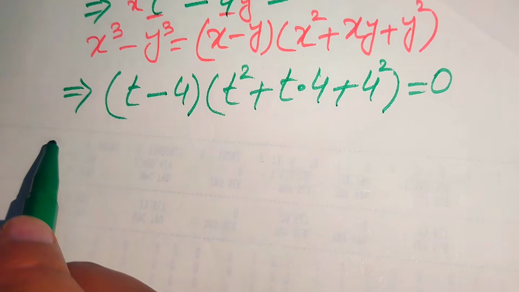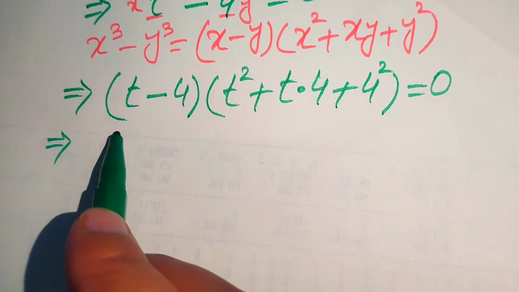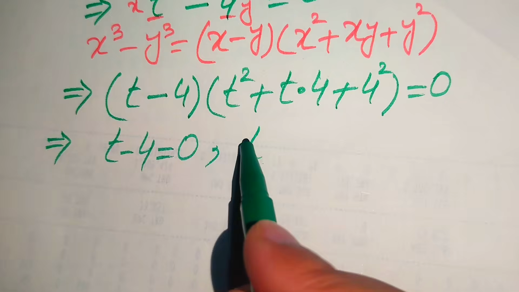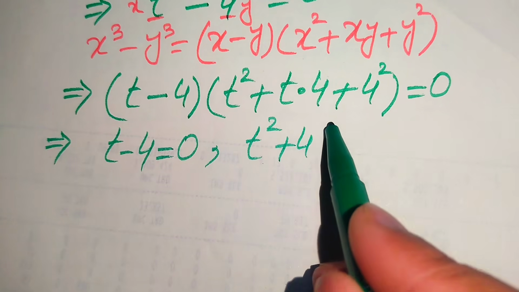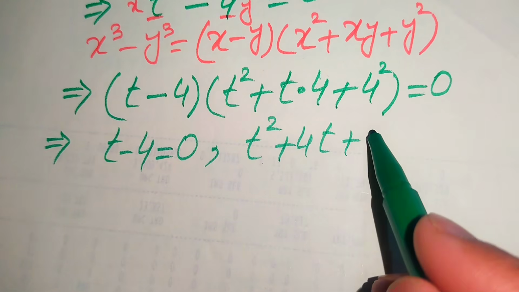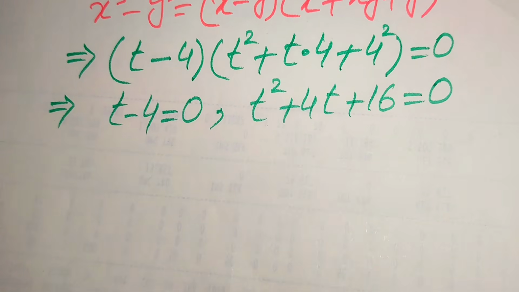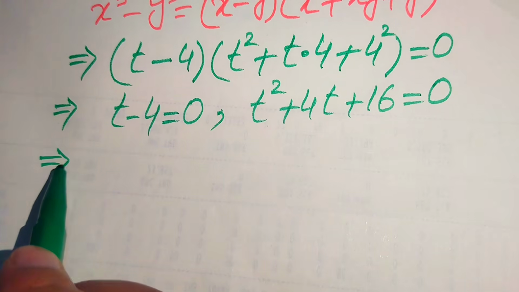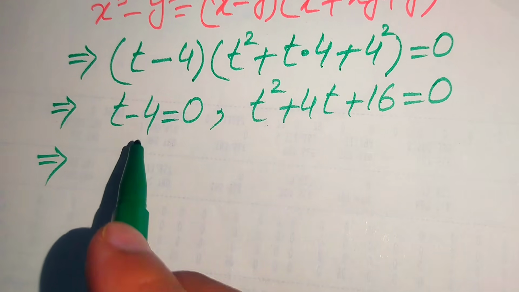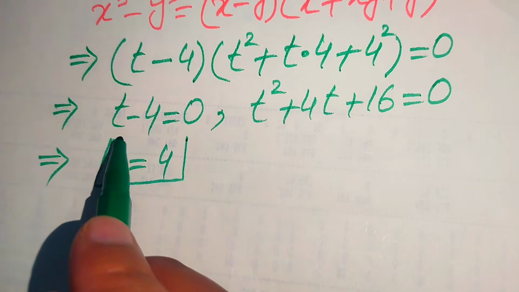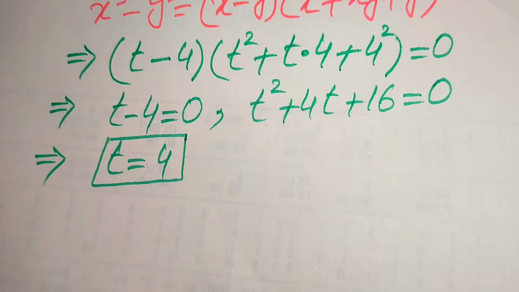And now in the next step we divide this equation into two cases. The first case is we write t minus 4 is equal to 0, and the second case is we write t squared plus 4t plus 4 squared, and 4 squared becomes 16, and this whole equation is equal to 0. Now in the next step we simplify, and here we move this minus 4 to the right hand side, and it becomes t is equal to plus 4. So you see that we get the first root of the given equation: t is equal to 4.